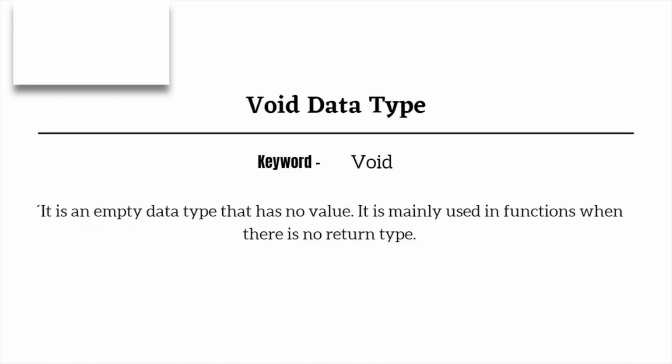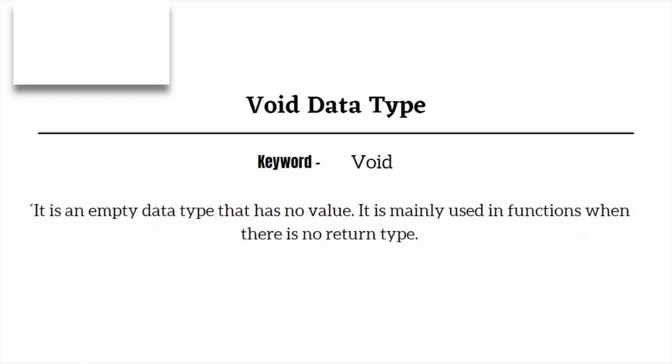And the next comes void data type. The keyword for void is void itself. It is an empty data type that has no value. It is mainly used in functions where there is no return type. So we will be seeing this in practical when we discuss functions in subsequent sections. Just remember that void is a data type.